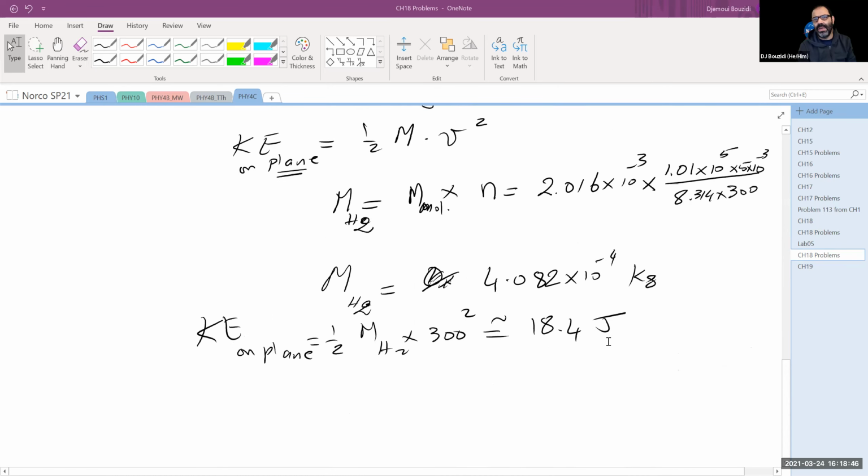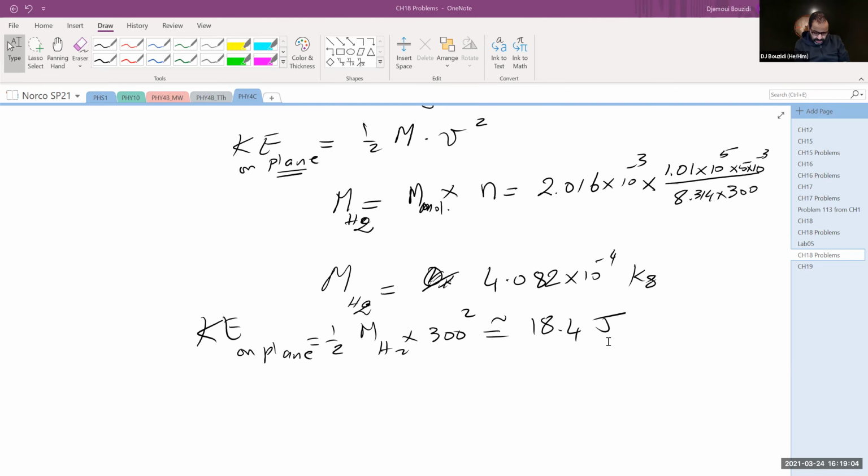And then when you take that much gas inside a container and you put it on the plane and it moves, this is how much kinetic energy it's going to get. It's 1/2 of its mass times the velocity squared of the plane. So that is a tiny fraction of what the total energy is. So it's not really a lot.